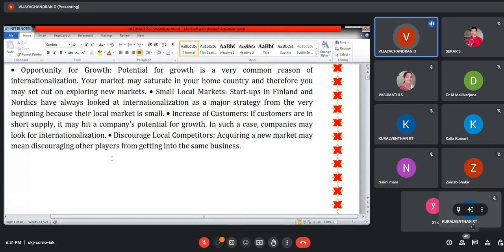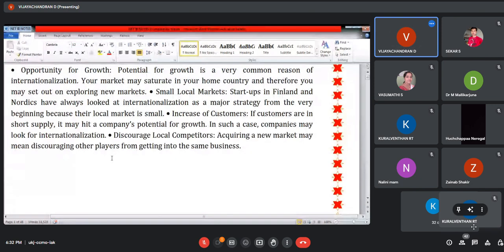That is another way, increasing the number of customers. In case you are not opting for international business, what happens? You will be limited to the local customer. With the help of IB, you will go for the growth of customers. And last but not least, it will discourage local competitors. So entering a new market may discourage other players from getting into the same business.